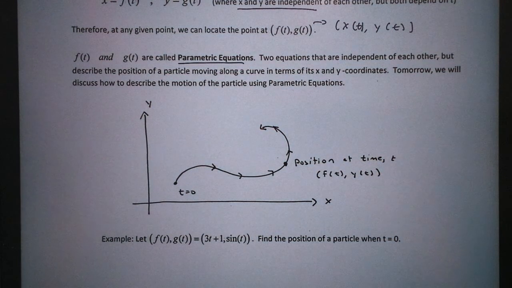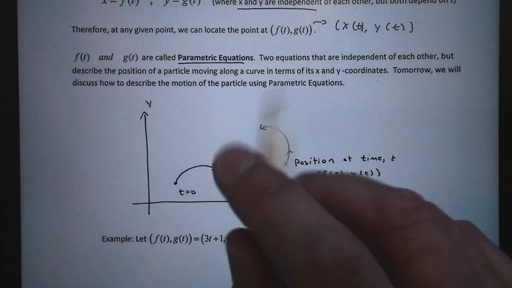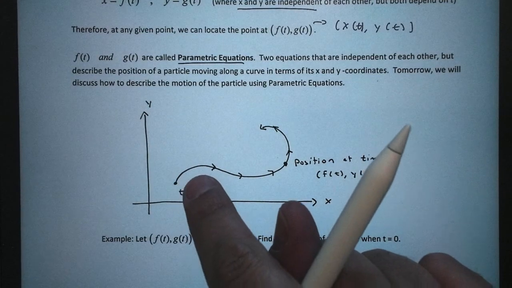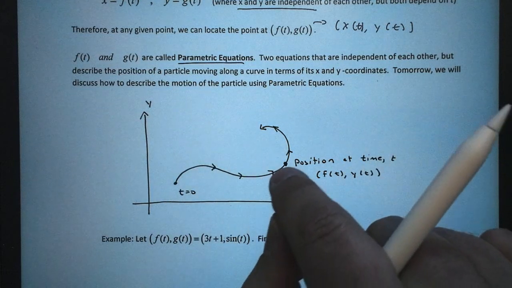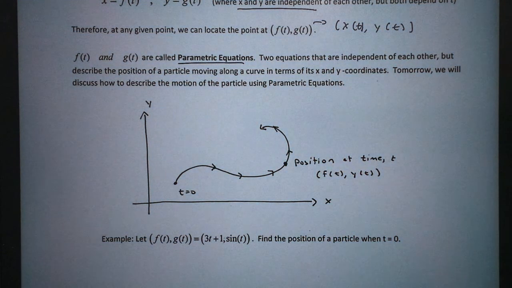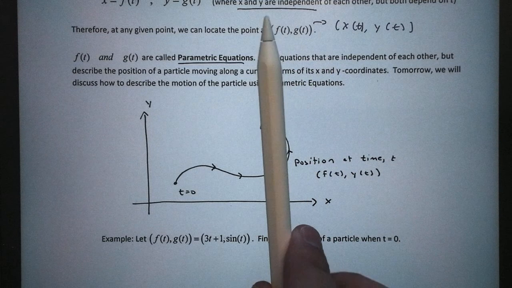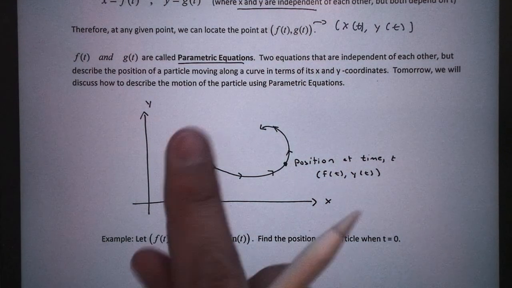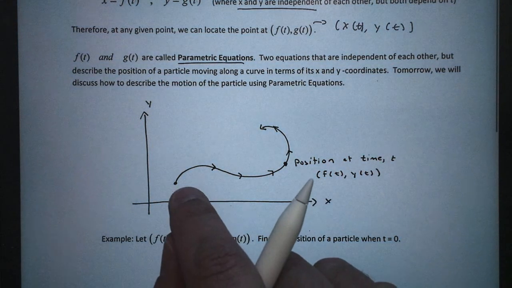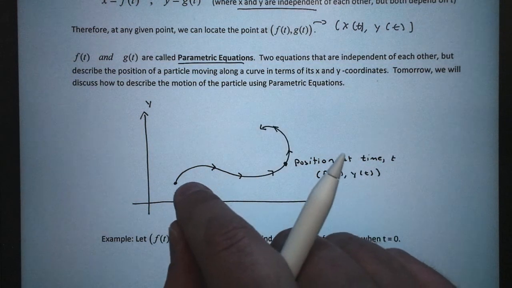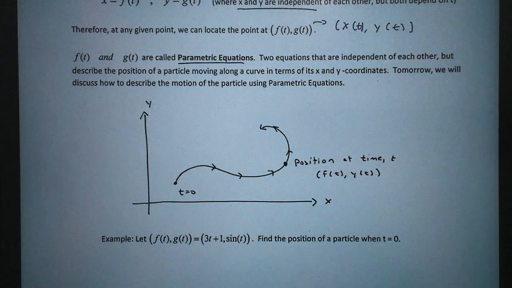Later today, or tomorrow, depending on how far we get, we are going to discuss how to describe the motion of the particle using parametric equations. Parametric equations are very nice because they can define non-functional relationships. For example, I have this graph right here. This is clearly not a function because it will fail the horizontal line test. But we can use parametric equations to describe the motion along the curve itself. It also will give us direction, which we're going to review in just a few moments.